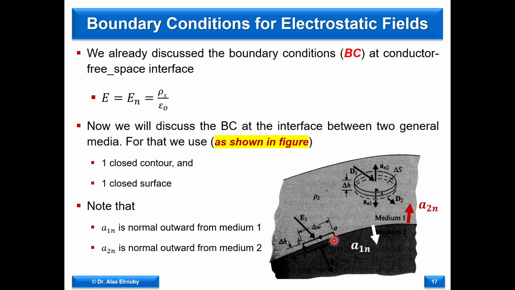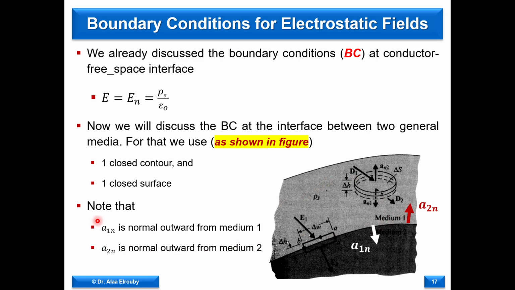The rectangle again has a very small width and also a small height. It's a very tiny, infinitesimal rectangle. One edge is parallel to the surface, the other two edges are normal to the surface, and we would apply the two major postulates or general rules that we have for the electric field. Number one is Gauss's law. Number two is the conservative property of the electric potential.